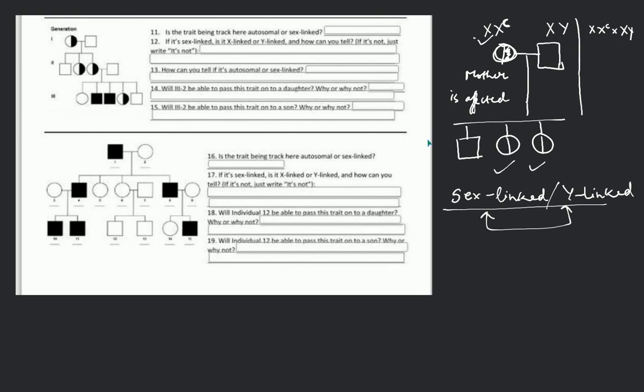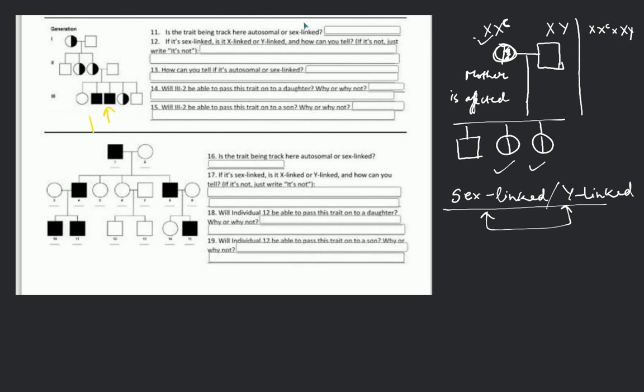Okay, and then question number 14 says, will 3, 2 be able to pass a trait on to a daughter? Okay, so 3, 2 means that we are talking about the third row. Let me change the color of the pen. So we are talking about this individual, right? Over here. 3, 2. No, no, this one.